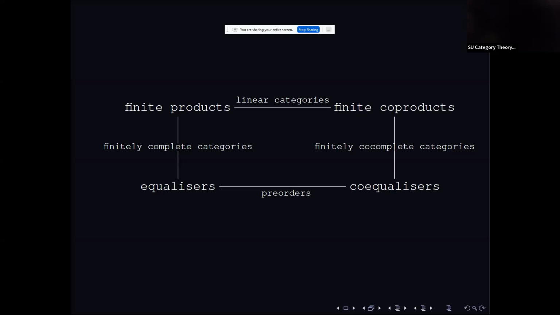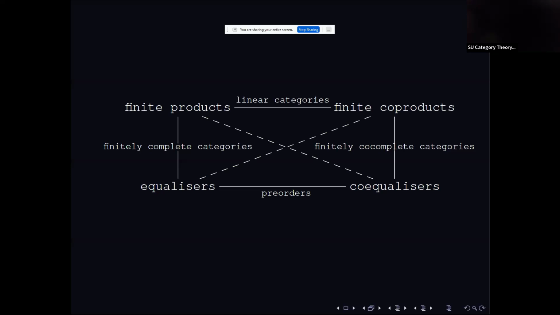If the category admits equalizers and co-equalizers, and they commute, it actually is forced to be a pre-order. And so this kind of fills the edges of the square. And so what we're left with is diagonals. And that's the conditions we're interested in. And I'll just point out that they're dual to each other, so we only really need to study one.